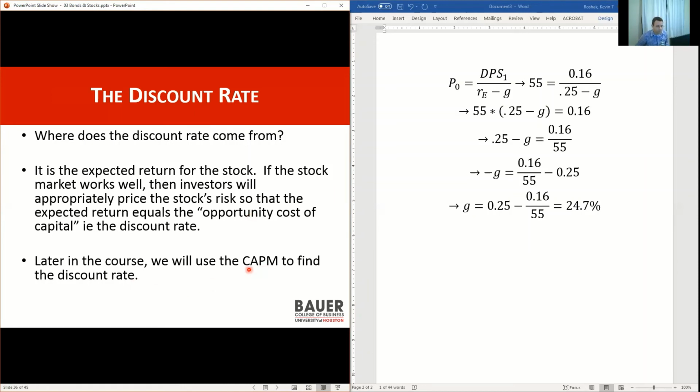We'll use something called the CAPM to try to measure the discount rate on the equity more precisely. But for now, just know that if you have dividends, which are the cash flows to equity, you need to discount those cash flows by the risk to the equity, right? You always have to link the cash flows to the risk. And so if the cash flows are for the equity and dividends, then the discount rate has to be the discount rate on the equity as well.